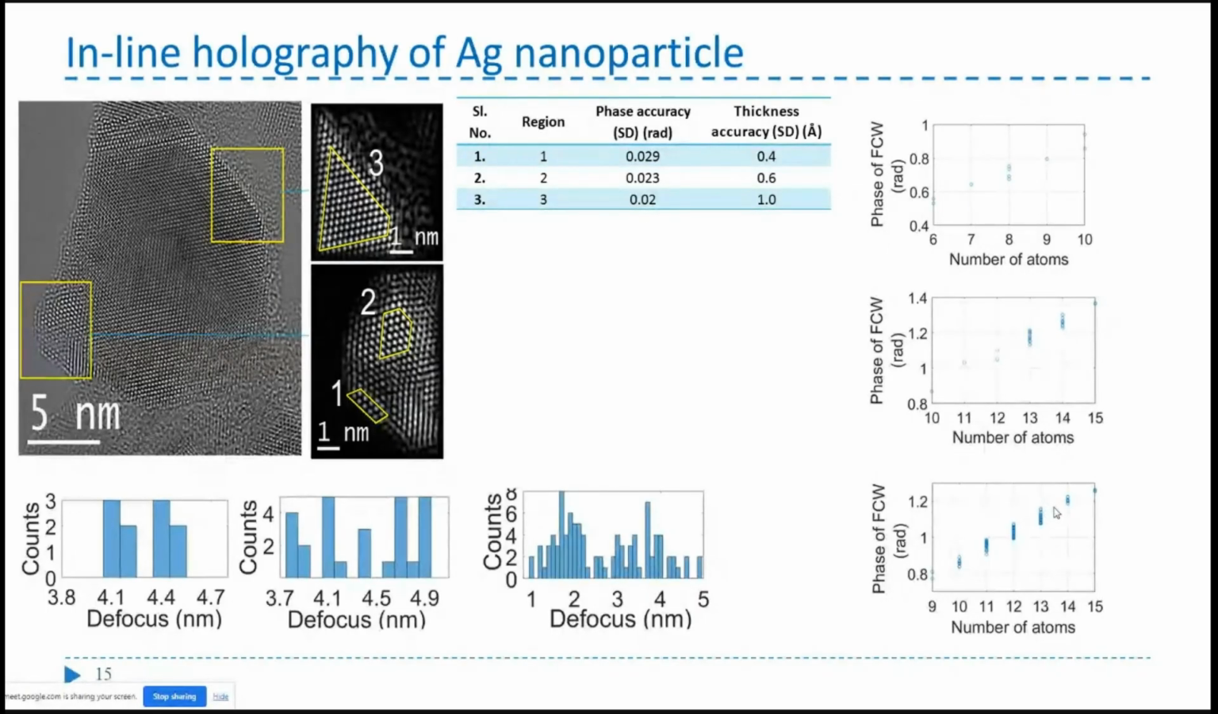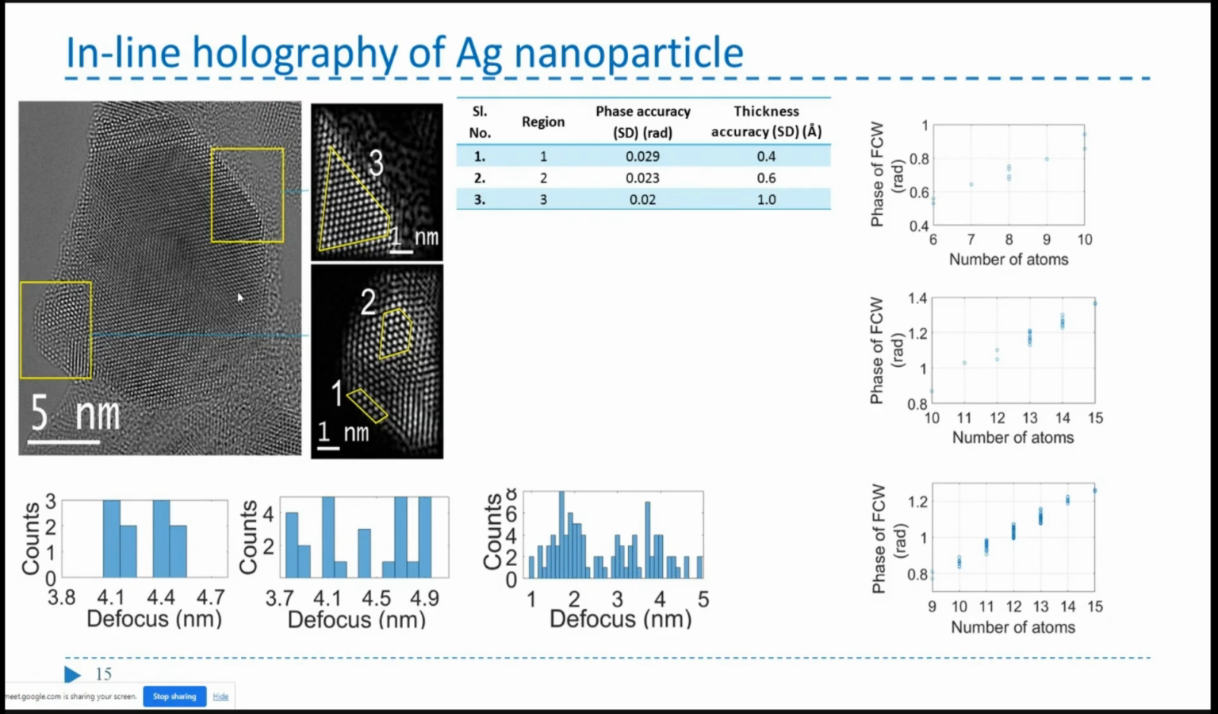So it means that you have more error when it is fully supported. And if we calculate the thickness accuracy from the net focus, if you see the thickness accuracy, the unsupported region gives you in the z direction, the atom count is accurate up to 0.4 angstrom, or partially supported 0.6 angstrom, and fully supported 1 angstrom.